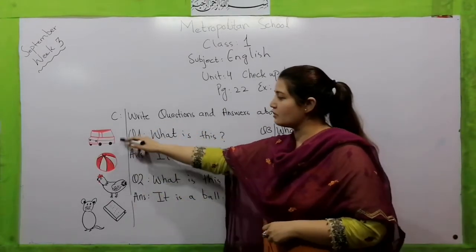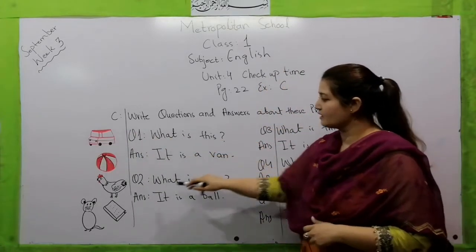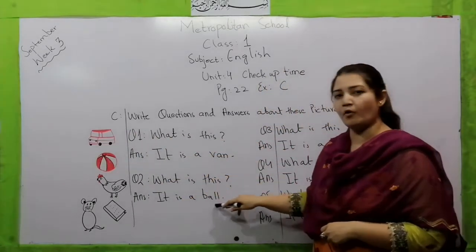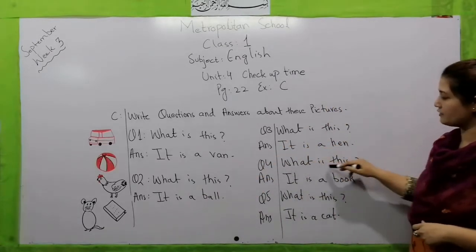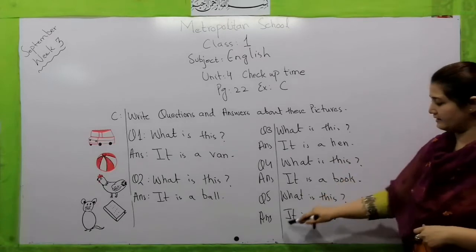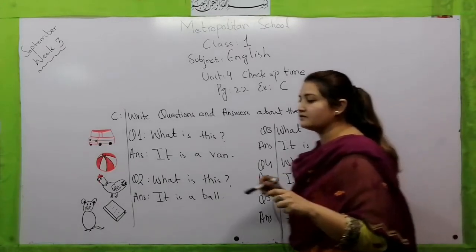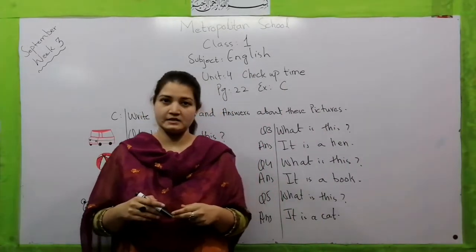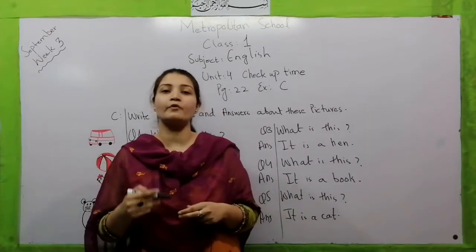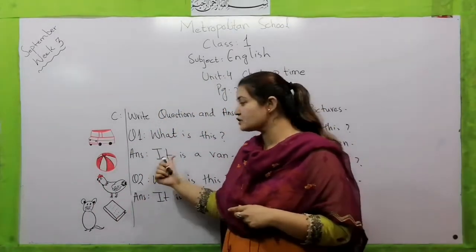The first picture was this van. What is this? It is a van. What is this? It is a ball. What is this? It is a hen. What is this? It is a book. And the last answer is, it is a cat. Now you have understood that the things that are around us, and when we use them in the sentences and we want to use a pronoun instead of a noun, we can use this pronoun it with those things.